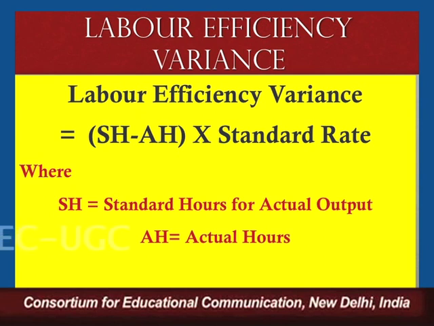How to calculate labor efficiency variance? The formula is standard hour minus actual hour into standard rate. So we have to understand why we are taking labor hours here, because in a given labor hour, they are supposed to produce certain units of output. Just like in case of material, we were quantifying the material in terms of quantity, say kilograms, or it can be any unit for material. Just like material, for labors we have only one unit, that is labor hours.